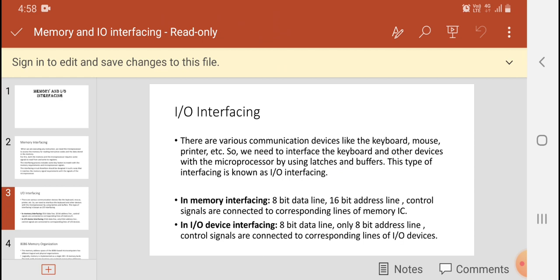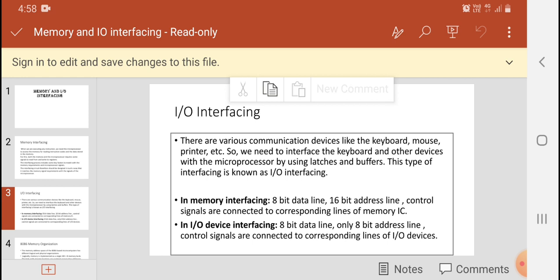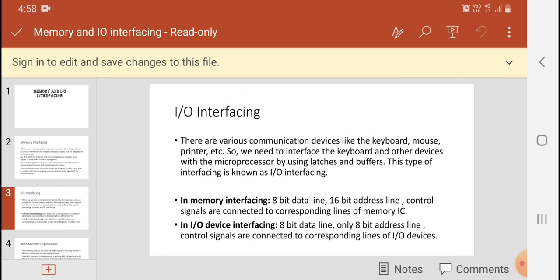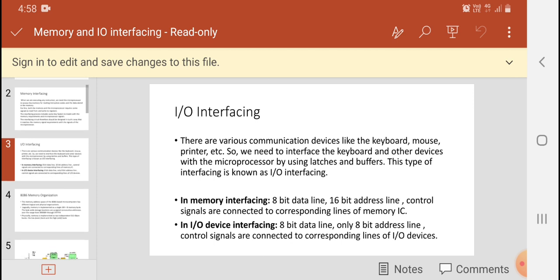So, I/O interfacing is interfacing input output devices with the 8086. There is an 8-bit data line, the port address is just 16-bit, and the data is 8-bit, with control signals according to the 8086 processor. So that's memory interfacing and device interfacing. If you want to integrate communication devices like keyboard, mouse, etc., they need to be interfaced with the 8086 for proper operation. That is done by I/O interfacing.